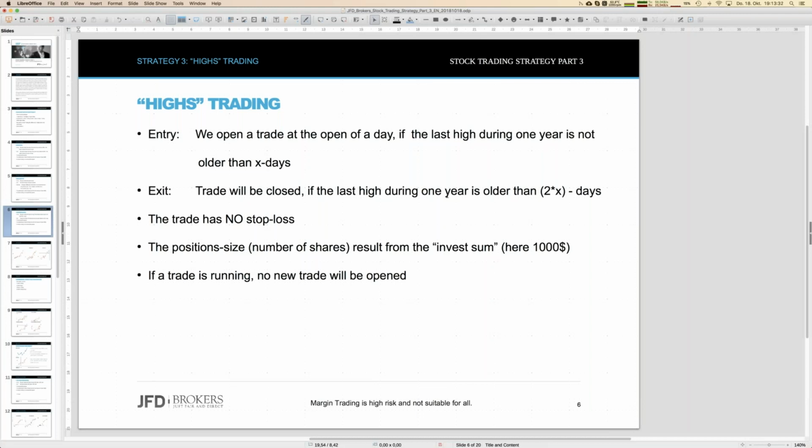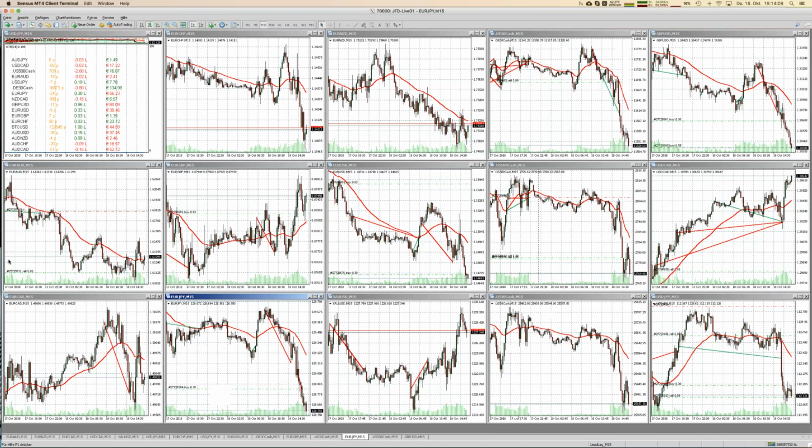So basically what we do is we look at how many days ago the last high was within the last trading year. And if that high is not older than, that's our parameter, X days, then we open a trade. And we keep that trade open until the last high is older than 2 times that number. Let me quickly, because that's important, go into a chart and illustrate that kind of strategy.